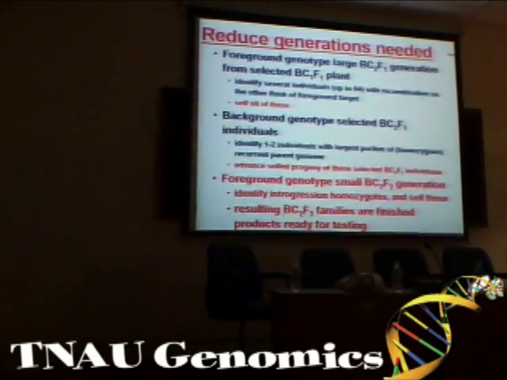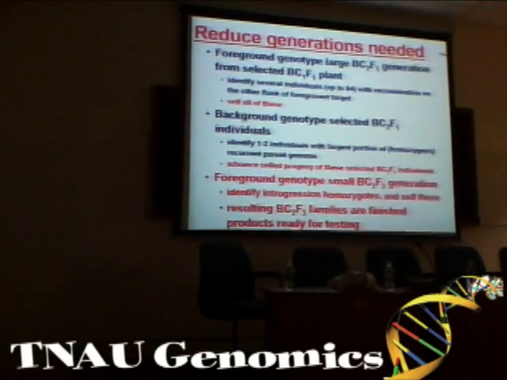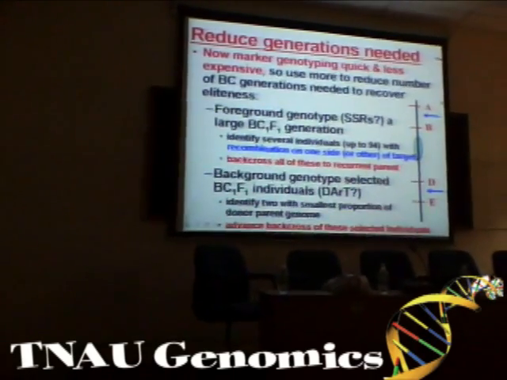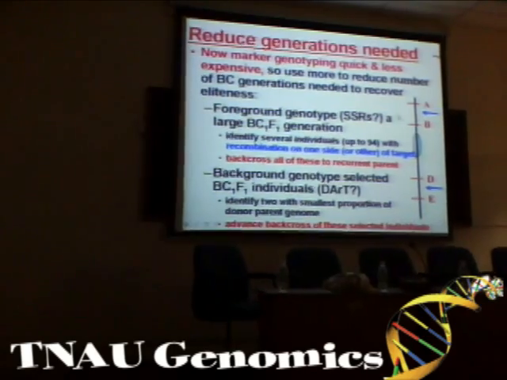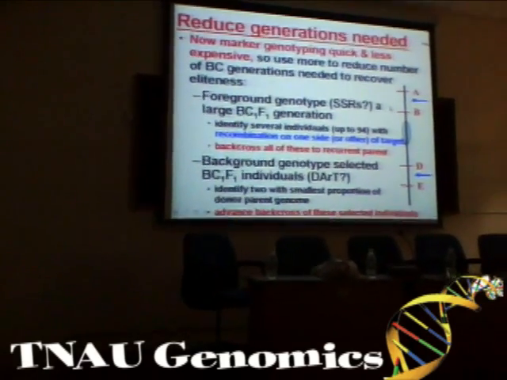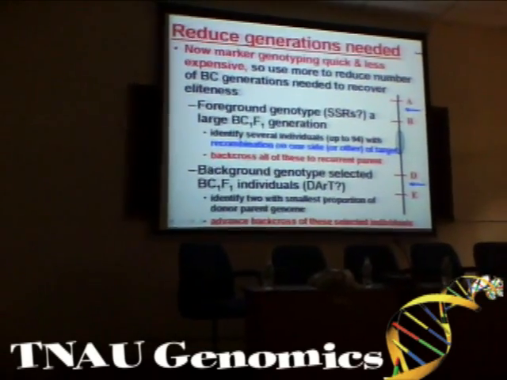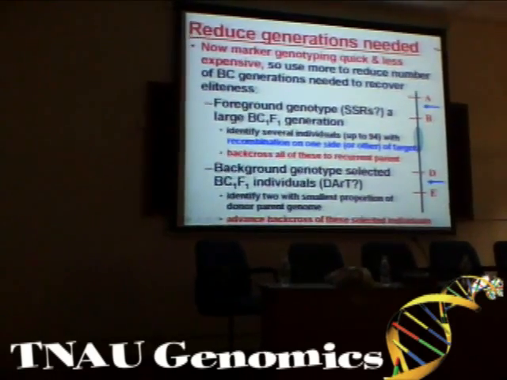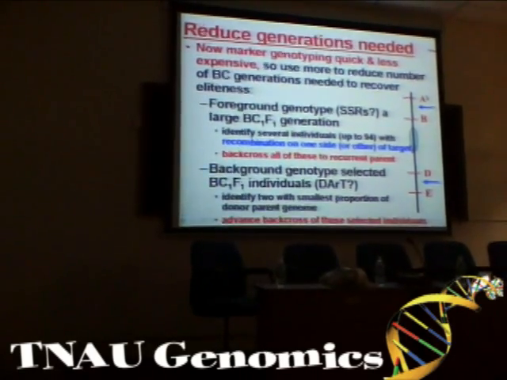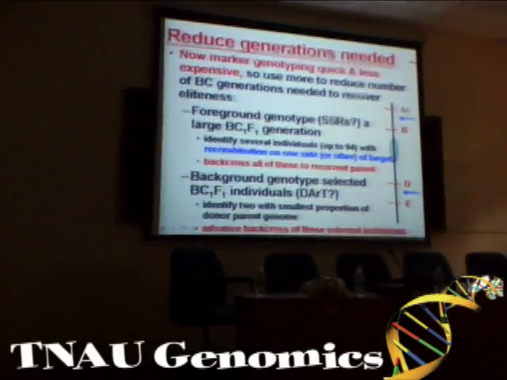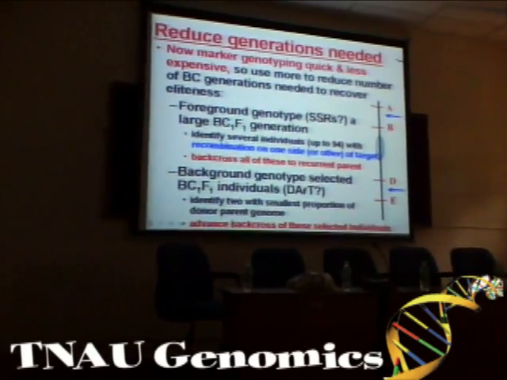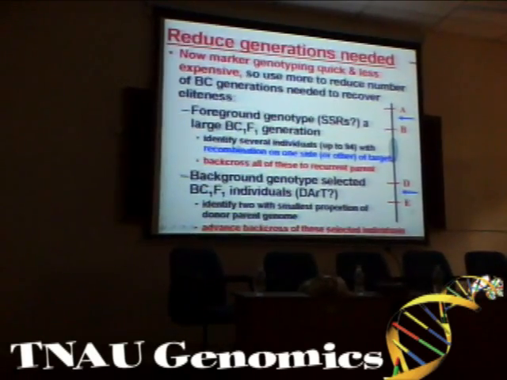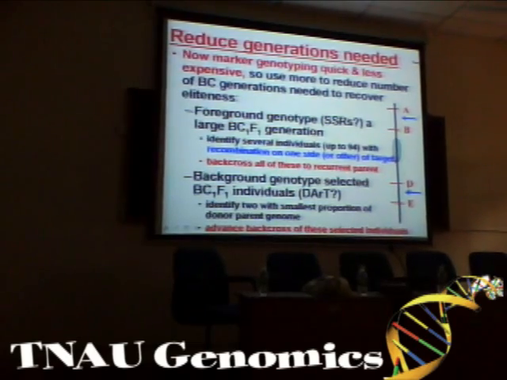Excuse me, let's go back to the slide. So we go from 1,000 down to about 500 by identifying individuals that are heterozygous in B and D. And then we go down from 500 to something less than 100 by identifying individuals that have a recombination between A and B, or between D and E.